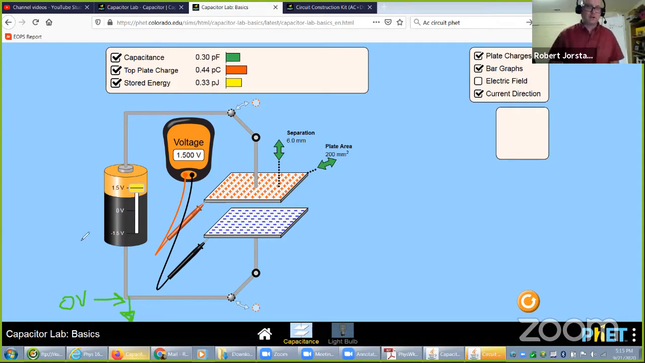So usually there's some point in the circuit that we call 0 volts. Now, according to this, delta V of the battery is 1.5. That's the particular battery I chose, all right?